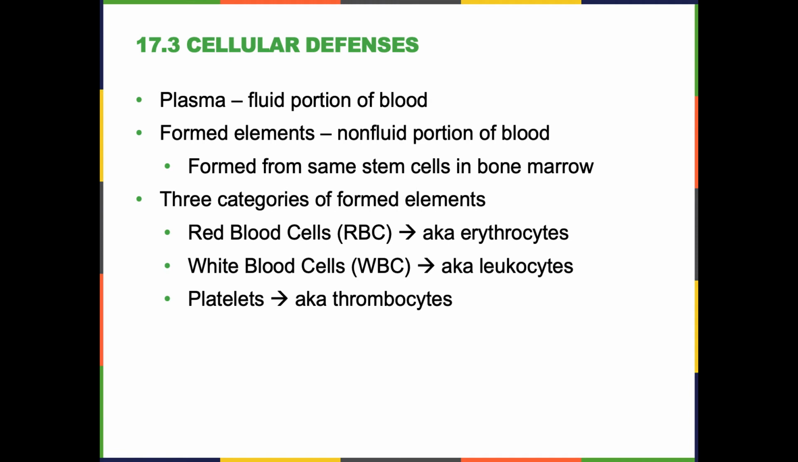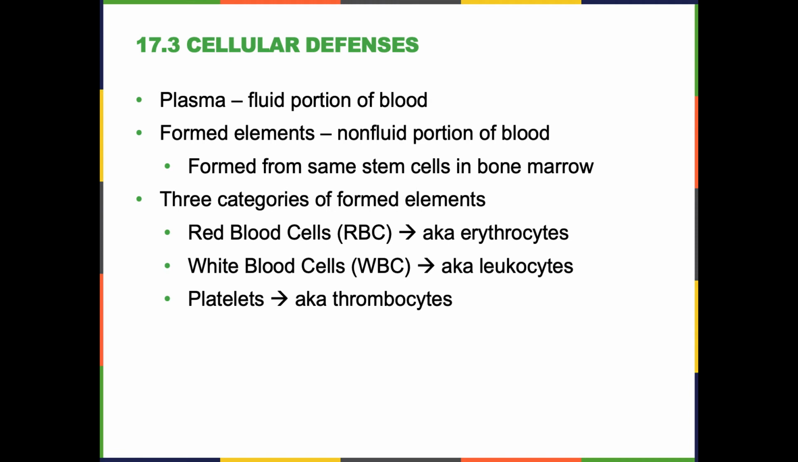We previously mentioned that plasma is the fluid portion of blood. The non-fluid portion of blood is called the formed elements. We call them that because all the formed elements are formed from the same stem cells found in bone marrow. We'll talk about that in just a second. There are three categories of formed elements: red blood cells, white blood cells, and platelets. Red blood cells are called erythrocytes. White blood cells are called leukocytes, with cytes referring to cells. Erythro means red, leuko means white. Very clever, right? And then platelets are called thrombocytes. Thrombo referring to clotting. I'm pretty sure that's what that means, right?